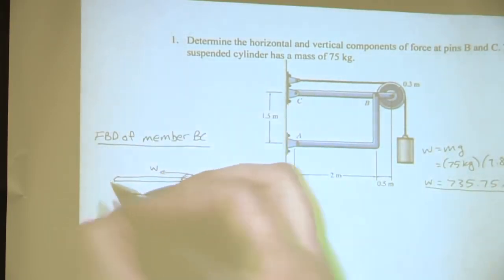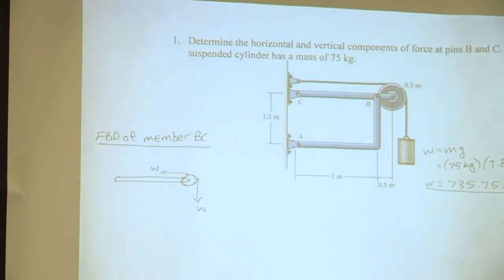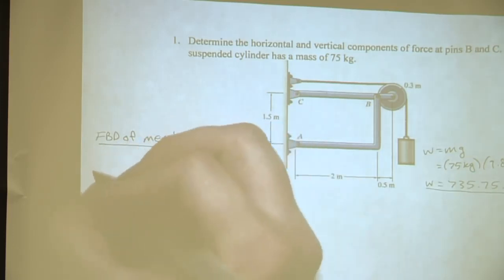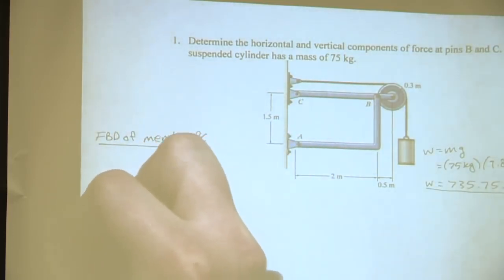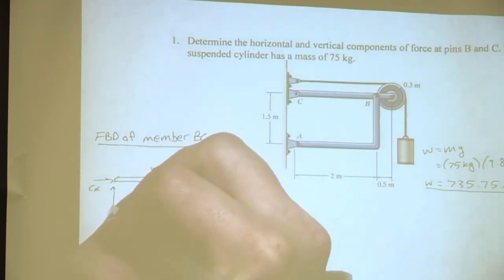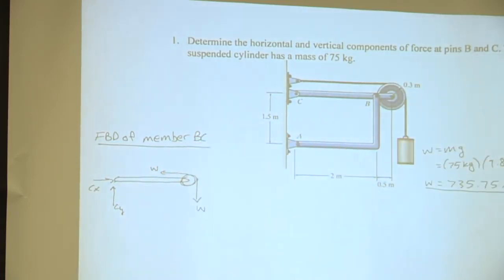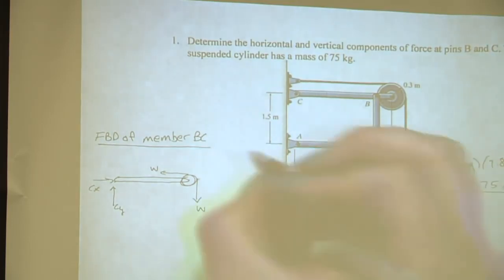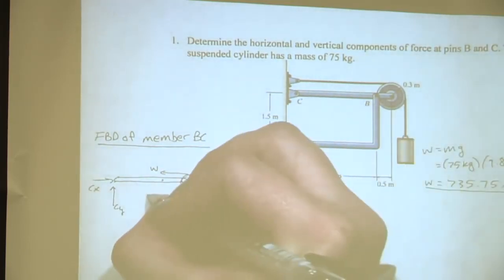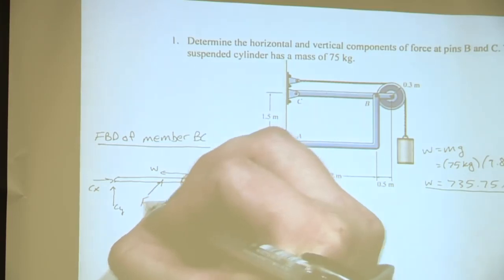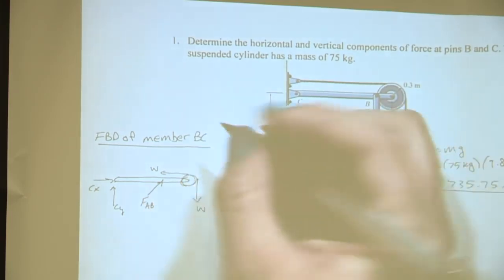So what do we need at the left part of this free body diagram? It's a pin, so X and Y components. So we need the support reactions, CX and CY, and anything else? We need that two force member right here, and we can call that FAB.